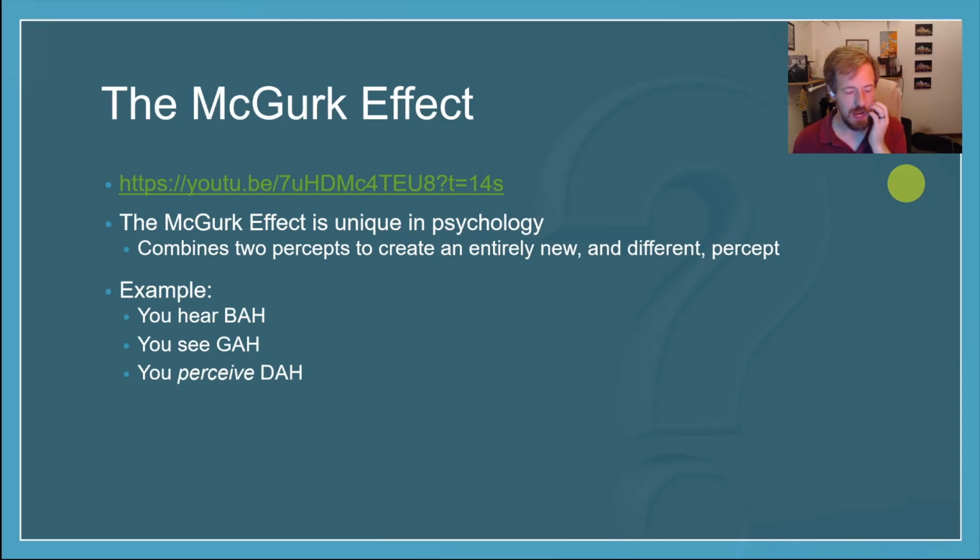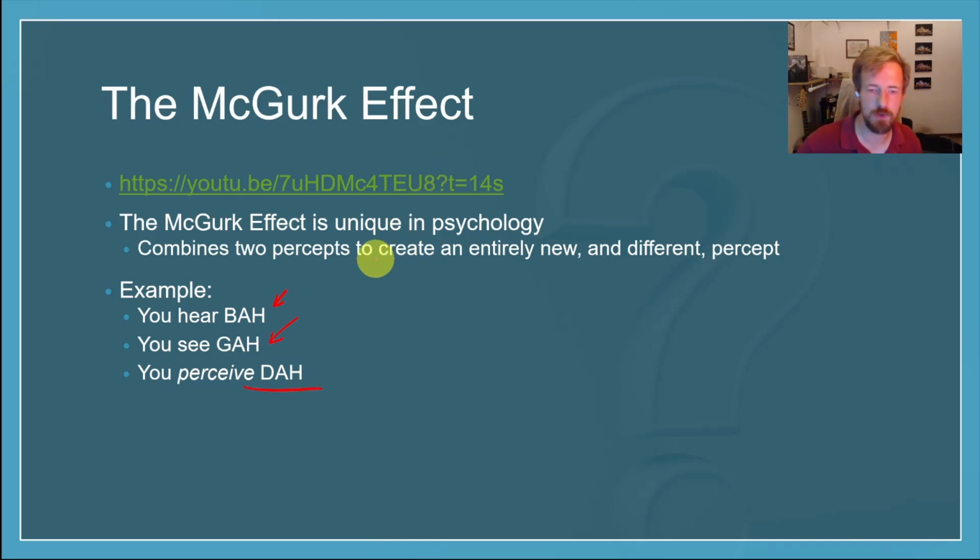One of the reasons why it's unique is that it is, at least as far as I know, maybe the only example in psychology where you can take two perceptions, add them together, and get something completely different. So you hear ba with a B, you see ga with a G, and then you perceive da with a D. So you're getting this totally new phoneme that's neither of these. And as far as I know, that's the only example of that in psychology.